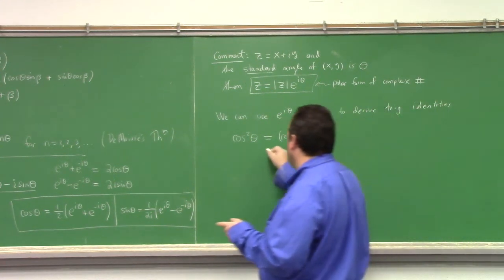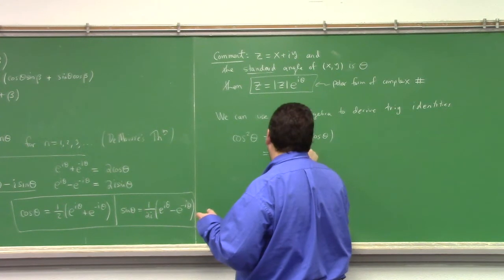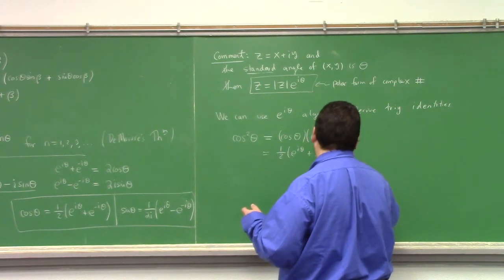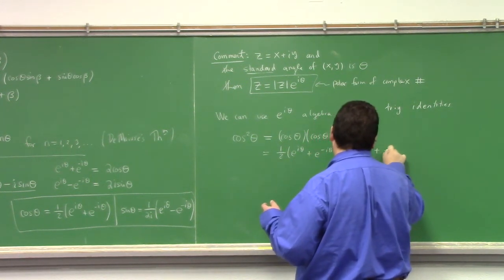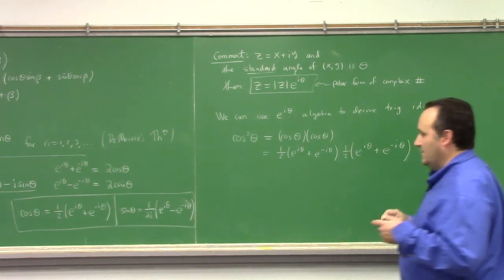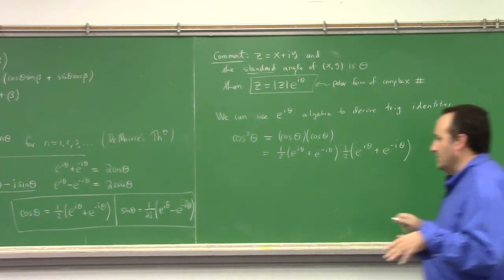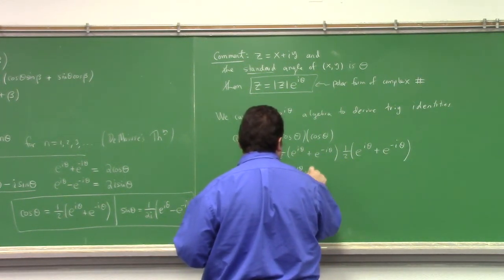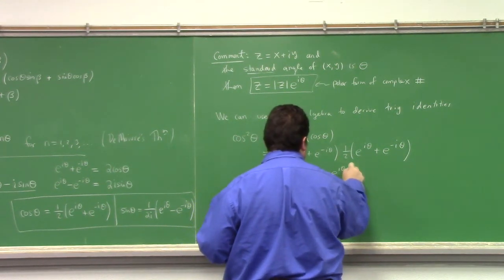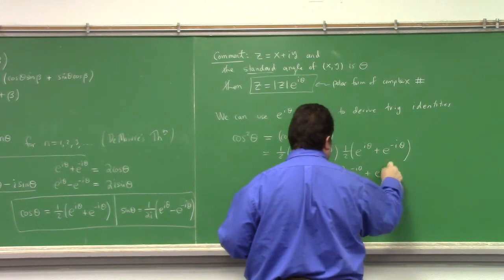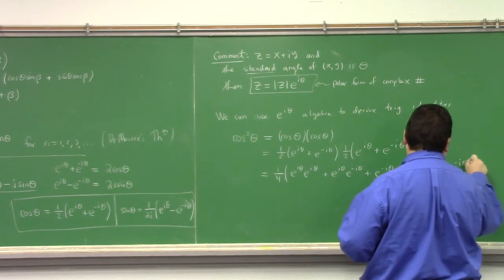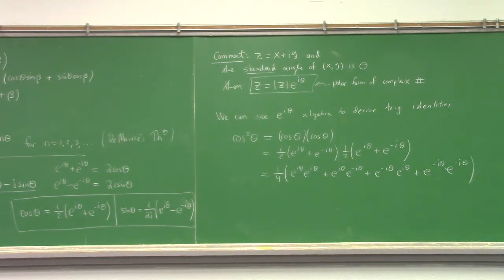Check this out. So what I do is 1/2 (e to the i theta plus e to the minus i theta) times 1/2 (e to the i theta plus e to the minus i theta). And now I just multiply it out. So I get 1/4, and I'll write it out: e to the i theta times e to the i theta, plus e to the i theta times e to the minus i theta, plus e to the minus i theta times e to the i theta, plus e to the minus i theta times e to the minus i theta. Once you get good at these, you don't have to write all those out. But you see what's going on here.